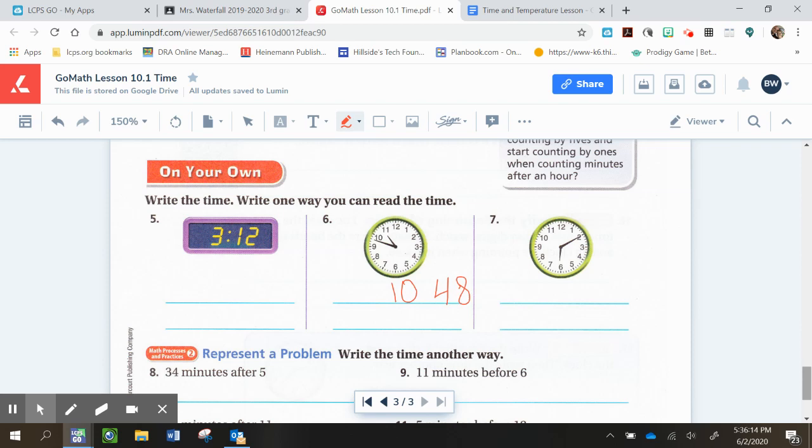And for this clock, we can see that it is a little past the 6, close to the 6, and it's on the 2. So the hour is 6 and 10 minutes. So 6:10 is the answer.